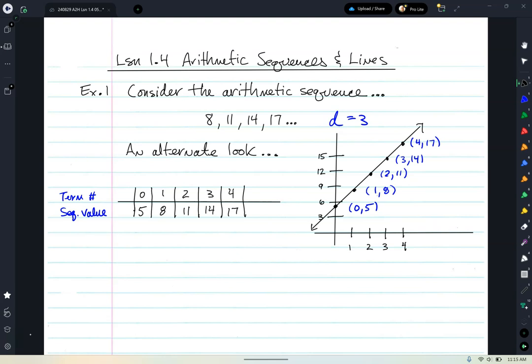Okay, so this over here, what were we tracking over here? What do these numbers represent? Okay, let's write that down. So this is the term number. And what are we tracking over here? The sequence value. Okay, sequence value.